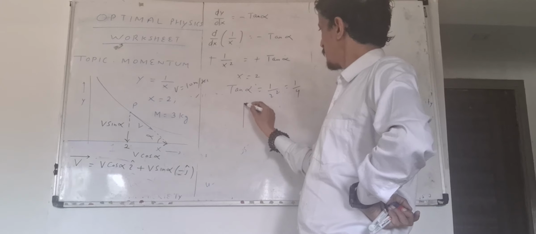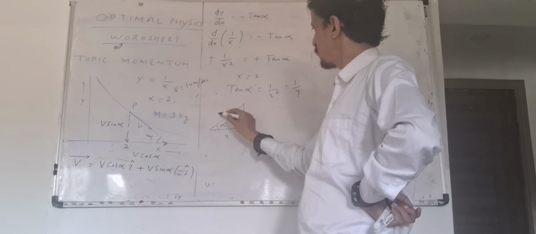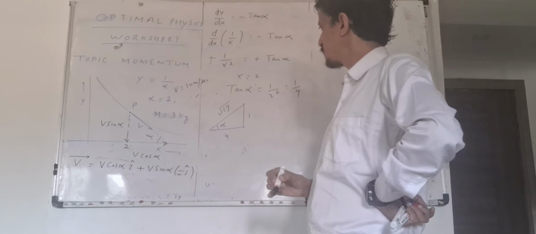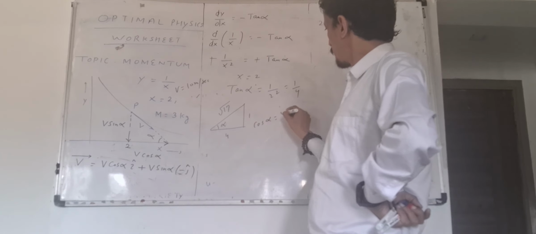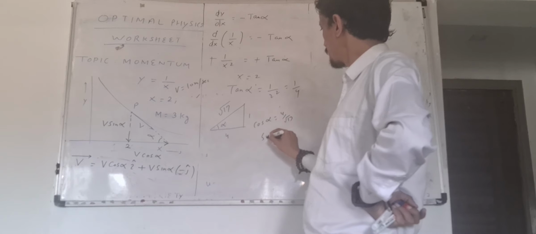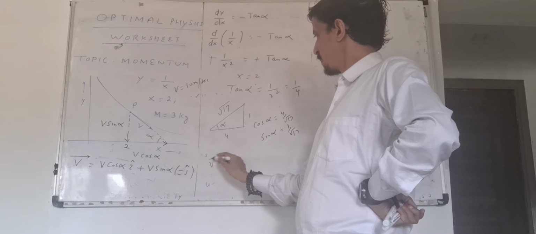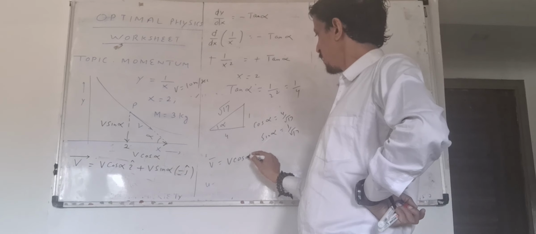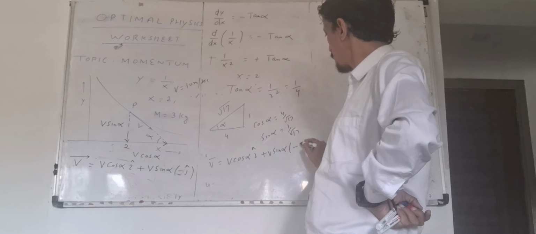So tan alpha is 1 by 4. We can say that this is alpha, this is 1, this is 4, and the hypotenuse will be root under 4 square plus 1, which is root 17. So from here cos alpha will be 4 by root 17 and sin alpha will be 1 by root 17. Substituting the values, we get v is equal to v cos alpha i cap plus v sin alpha into minus j cap.